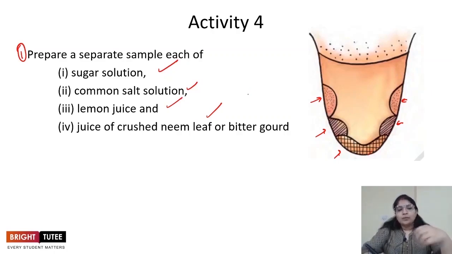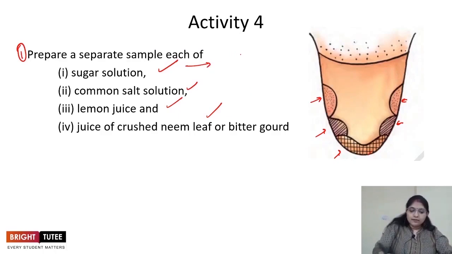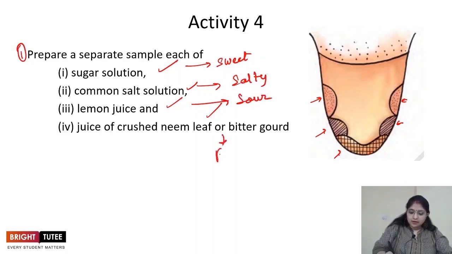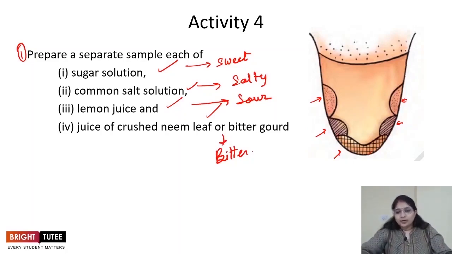Take all of these one by one, because each of the solutions represents sweet, salty, sour and bitter. These were the four tastes that we are talking about. So keep all of these one by one onto the tongue in these regions, and then ask your friend which part was able to detect the taste nicely, perfectly, right? So this will help you in remembering what part of your tongue is able to detect which kind of taste.